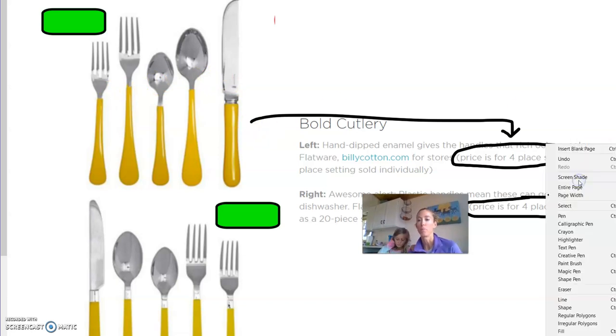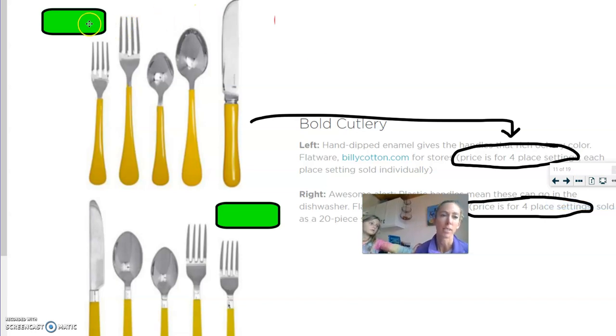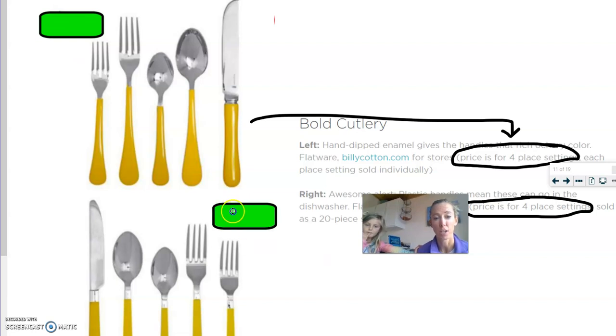For how much money? It's pretty ridiculous for them to see how much silverware is: 220 versus 40 bucks.